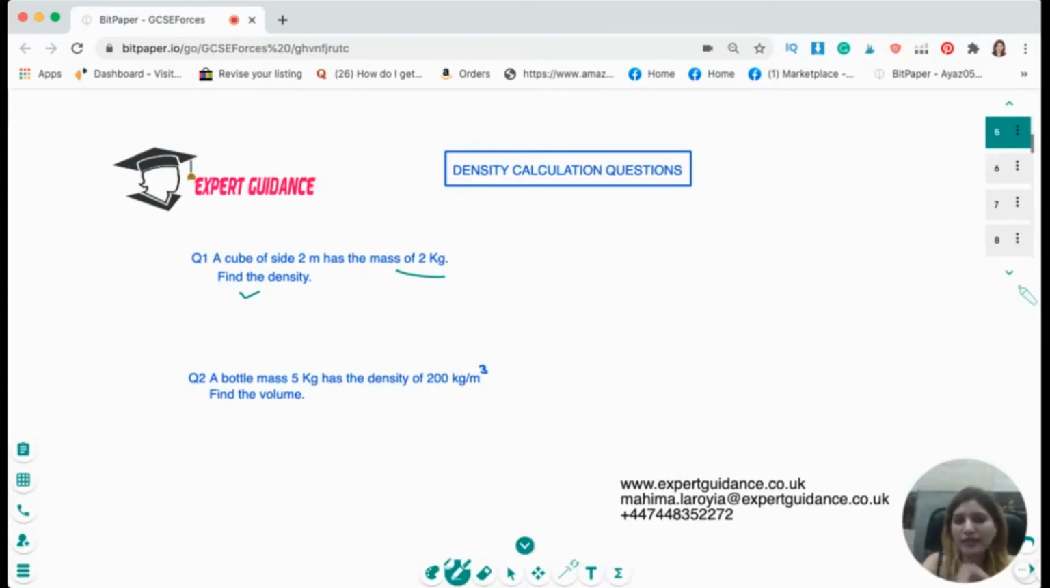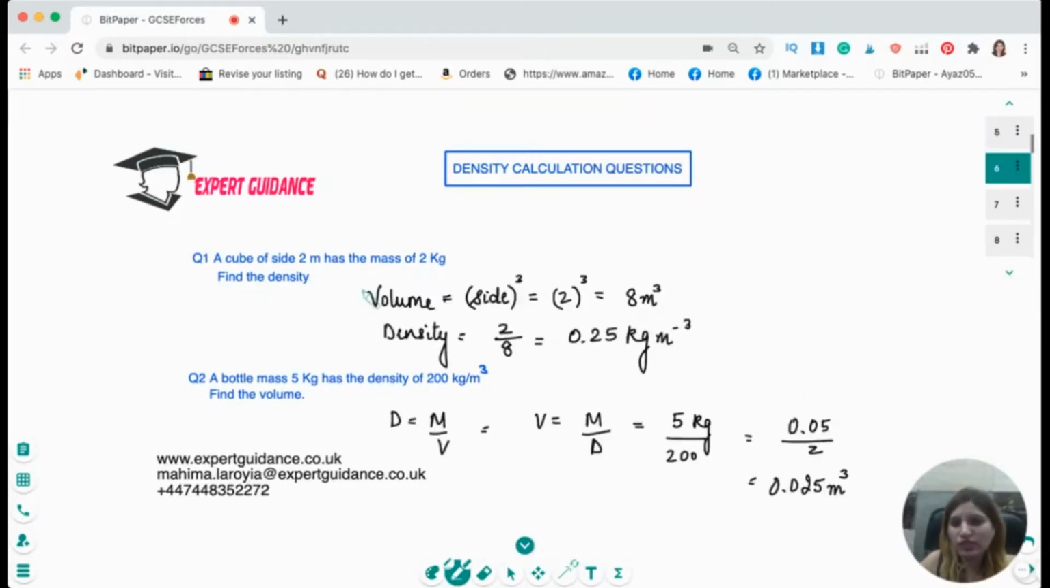Okay, all right, now let's see how we do these questions. In the first question, they have given you the side to be 2 meters. So I'll do side cubed to find the volume. 2 cubed becomes 8 meters cubed, which is the volume. To work out the density, I have to do mass over volume, which is 2 over 8. That gives me 0.25 kilograms per meter cubed as the density of the cube.